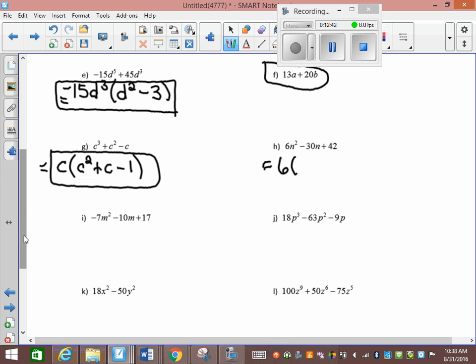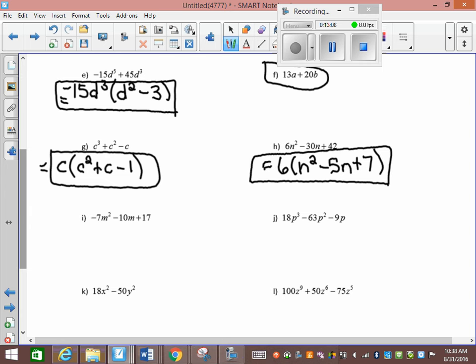6n squared divided by 6, n squared. And 30n divided by 6, 5n. Plus 42 divided by 6, 7. That trinomial, you can't factor it. You never will be able to factor those trinomials. They won't make it so that you can, because then it would force you to maybe be able to do it, and they won't. That is the score.